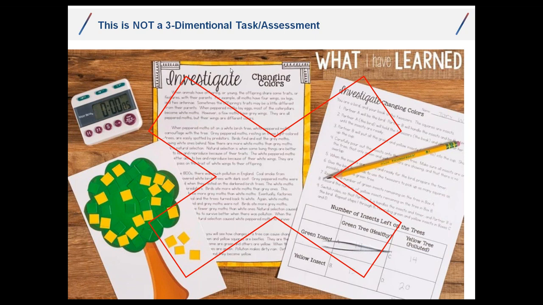This one here is really tricky because you see here it says investigate, right? You'd think it would be an investigation. Well, what you have is a scenario and a bunch of instructions, and the students are just carrying out the instructions. There's no analysis in terms of identifying a problem or question and then pulling that through a plan into an evidence-based solution.